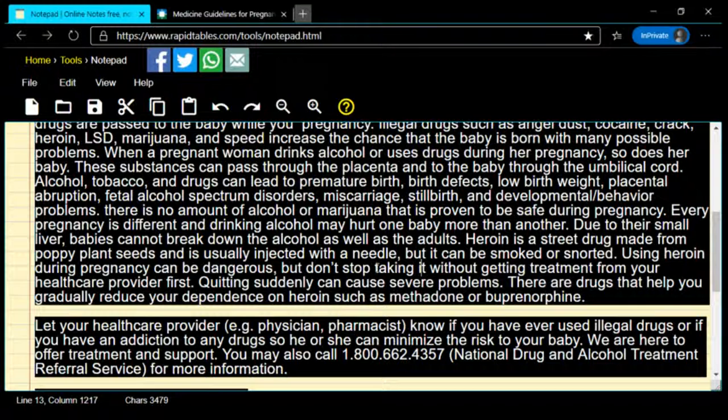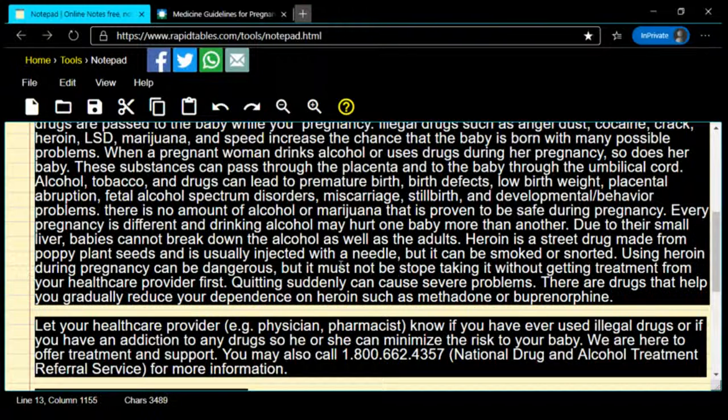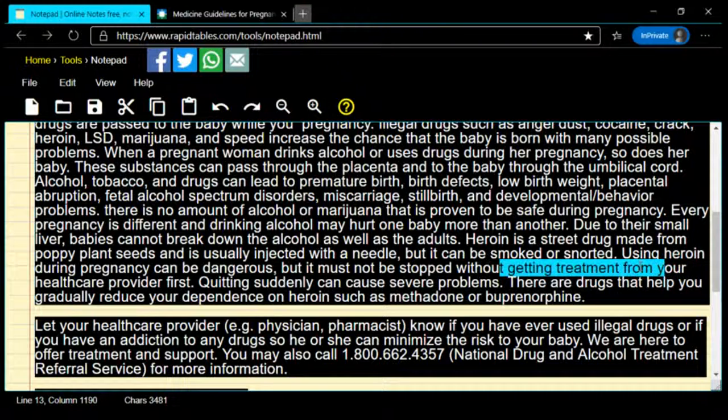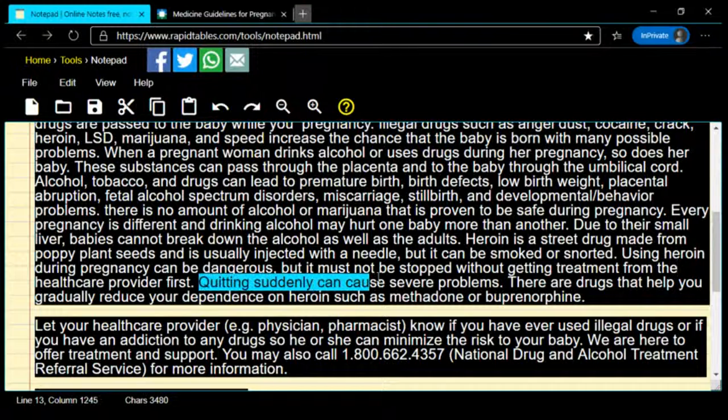It must not be stopped without getting treatment from the healthcare provider. Quitting suddenly can cause severe problems.